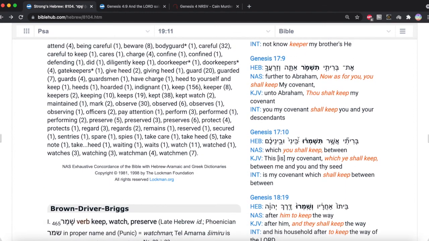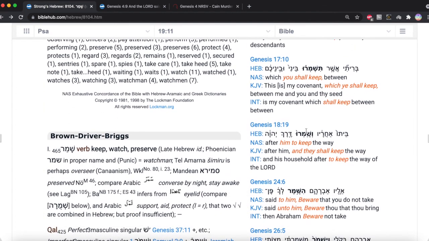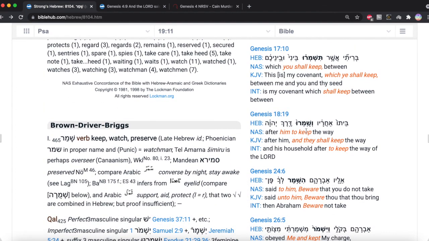What about when we hit somewhere like Genesis 17, where it's not a person being kept, but a covenant? So God's saying to Abraham here, and if you want to know the full thing, you'd have to look at the full verse or chapter, right? But I just remember that this is God saying to Abraham, now as for you, you shall keep my covenant. And that's what this verb means a lot. One reason it's so common is because throughout the Bible, there's a lot of talk about keeping commandments, keeping covenants, right?